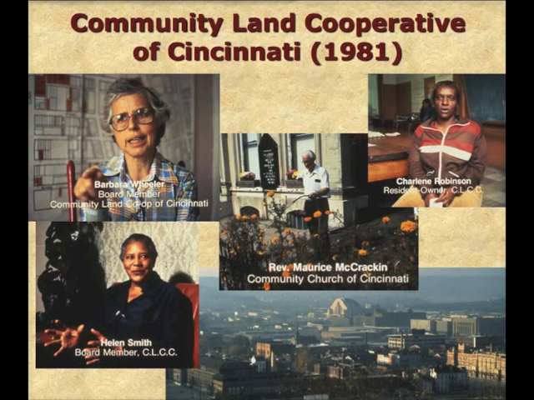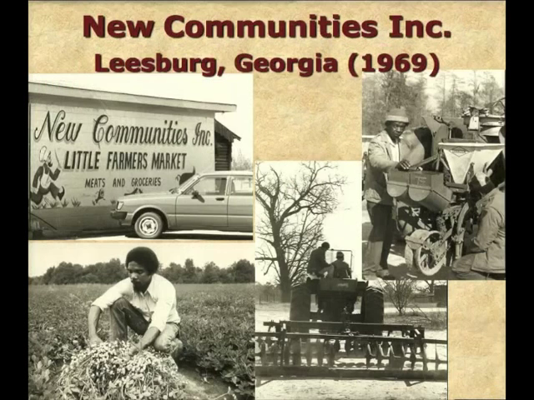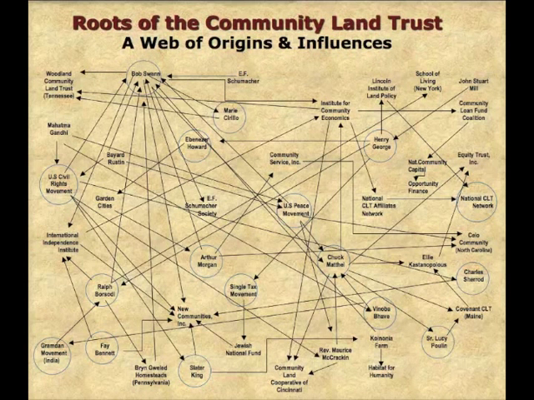The first urban CLT was created in 1981 in Cincinnati, Ohio. It was started by an ecumenical association of pastors, priests, and nuns who were worried about gentrification and displacement in their inner-city neighborhood. The first rural CLT was created in southwest Georgia in 1969. New Communities Incorporated was conceived by stalwarts of the Southern Civil Rights Movement as a vehicle for helping African American farmers and their families to gain greater security in a turbulent time.